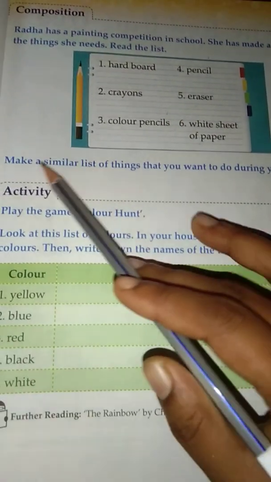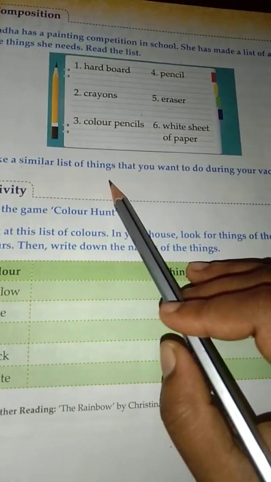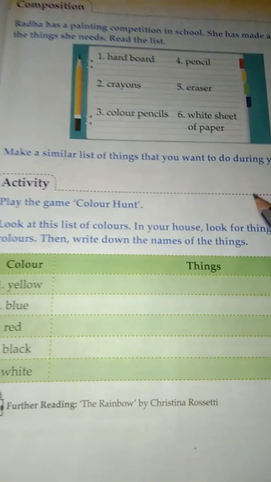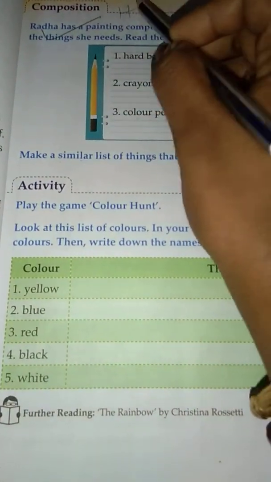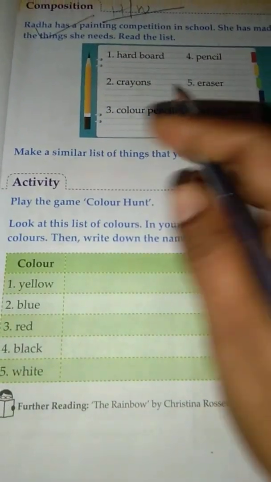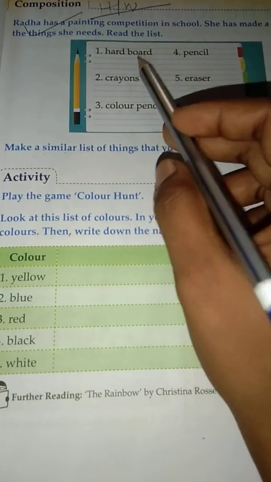So like this, similarly, make a similar list of things that you want to do during your vacation. This also will be your homework, means you have to make a list of things. Like this list you will make that you want to do in vacation.